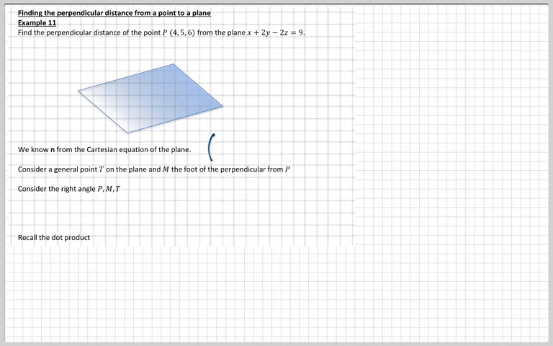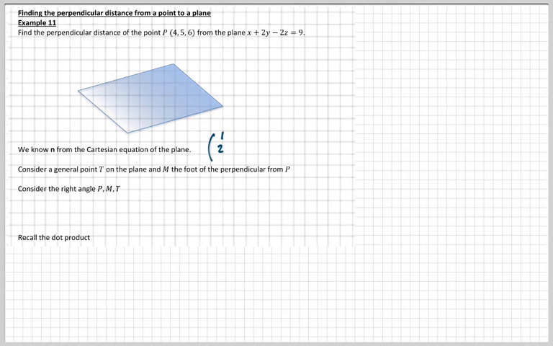Okay, finding perpendicular distances. Conceptually this is quite challenging, but you can get to a stage where it becomes very quick to do. So we know n from the Cartesian equation of the plane here. Let me look at the question again. Find the perpendicular distance of the point (4, 5, 6) from the plane x + 2y - 2z = 9.